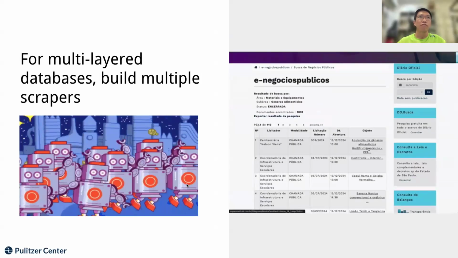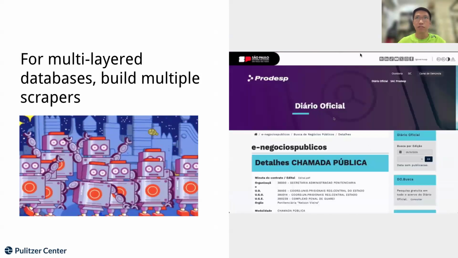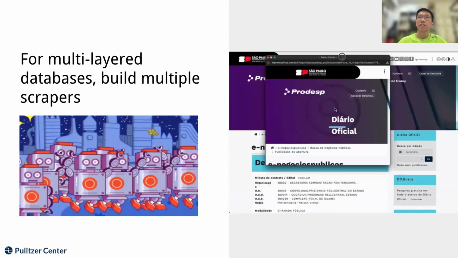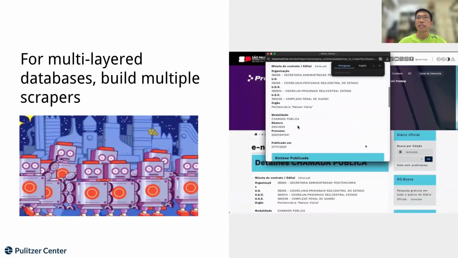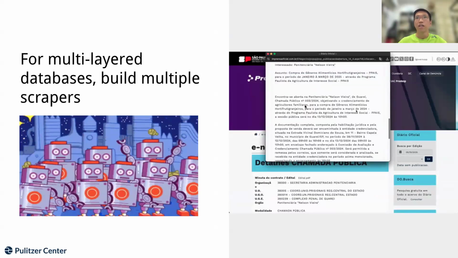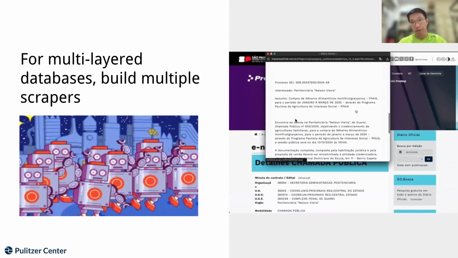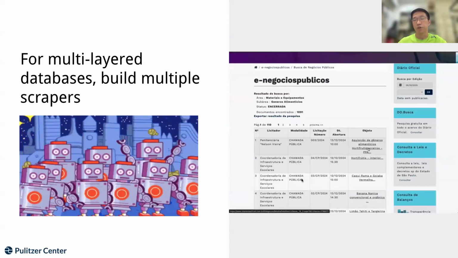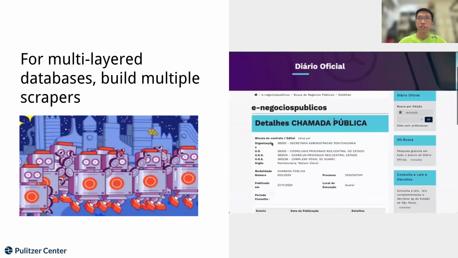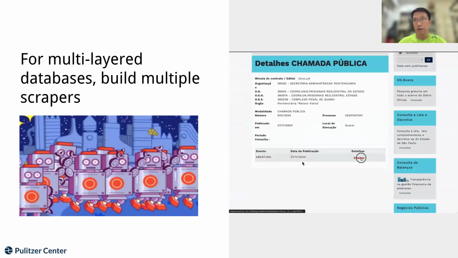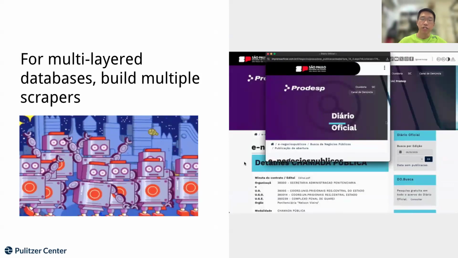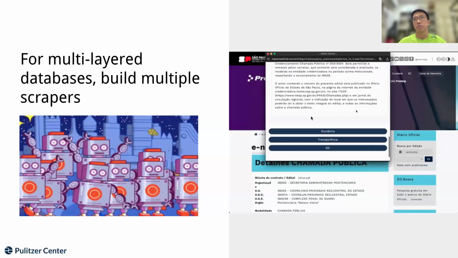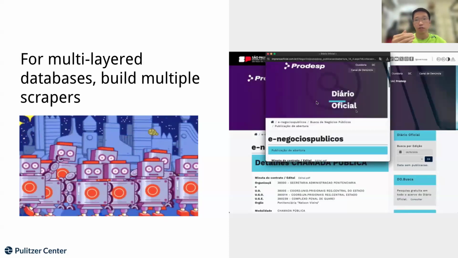So some tips: if you have multi-layered databases, for example, on this website, you click on a tender, there are more details, you click on it, it opens up another window to show the details of the tender, right? So in this case, you might need to build multiple scrapers. The first scraper is to get all the tenders. The second scraper is to go to each individual web page of the tender and then get the information. And the third one will go to each detail and get the information from that, right?